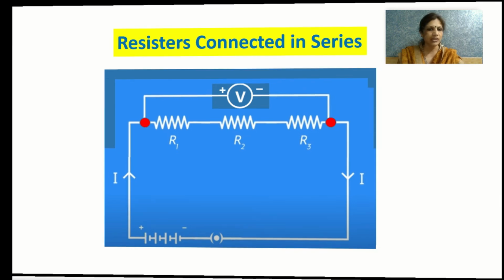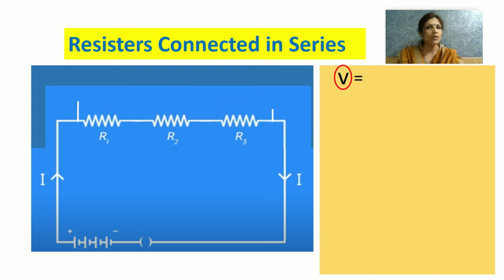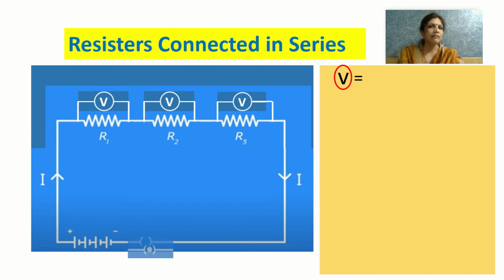Once we note this potential difference, what will we do? We will take out the plug key, remove this connection of the voltmeter, and now separately connect three voltmeters across every resistor like this. So across R1, R2 and R3 we have connected three voltmeters. Now we'll plug in the key and measure the potential difference across every resistor. Let's conclude that the potential difference across R1 is V1, across R2 is V2 and across R3 is V3.